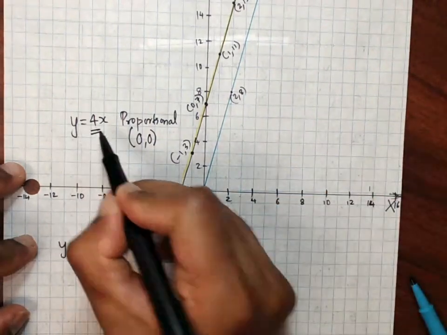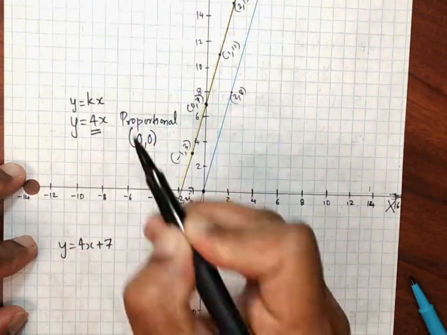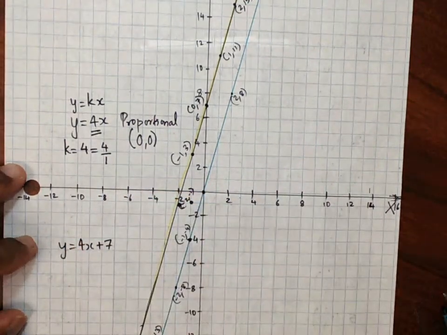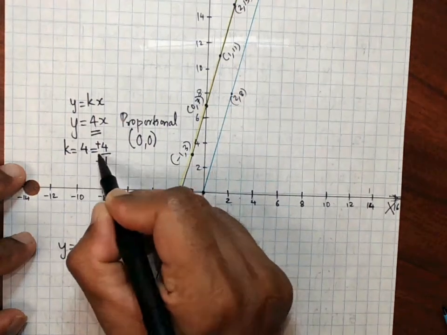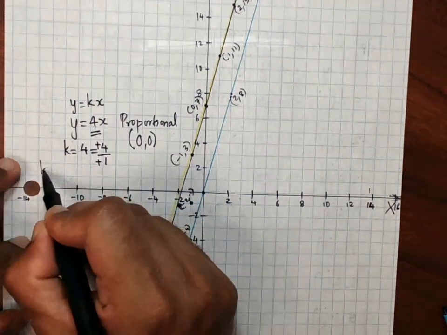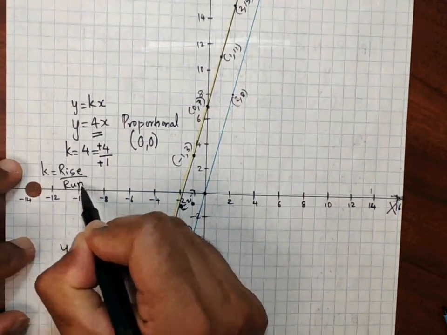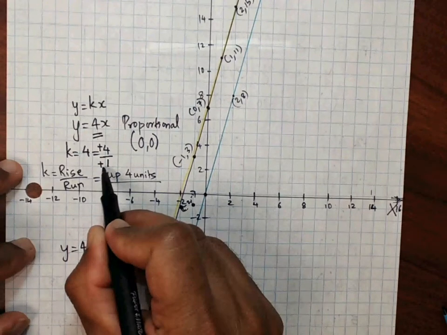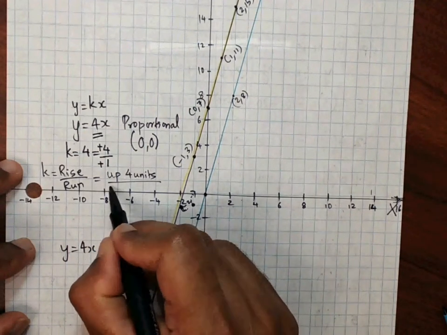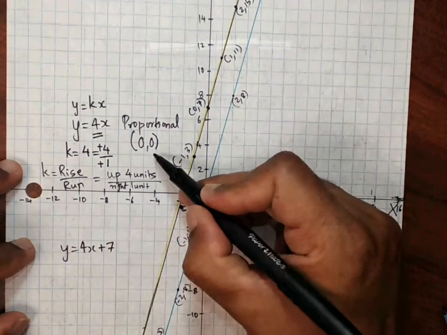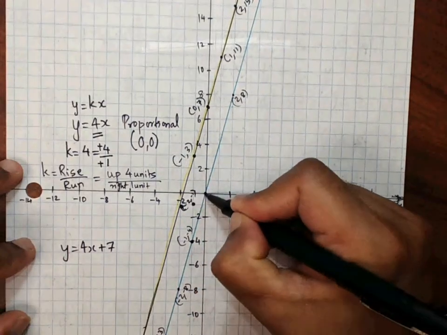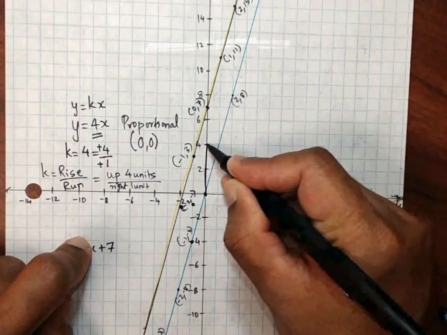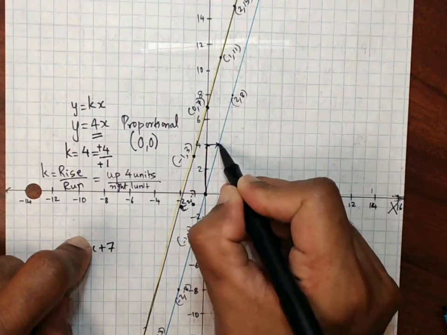Now, y equals kx, your k is your slope. K is 4, so 4 is your slope, and I can write 4 as 4 over 1, which is the same as positive 4 over positive 1. Well, k is also rise over run, so my rise in this situation is up 4 units, and my run is going right 1 unit because it's positive. I pick a point, 0, 0, right there. I'm going up 4: 1, 2, 3, 4. And then right 1. There it is. Still lands on the point.